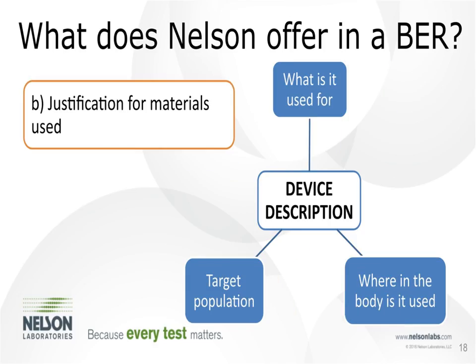And the second section that we cover is a device description. So this is where we will talk about a target population, where it is used in the body, its intended function, and this starts with the justification for materials used. When we start to identify what the device is, and then later on we say these materials are common in this type of device, we've already given the specifics of where it's used and what it's used for.